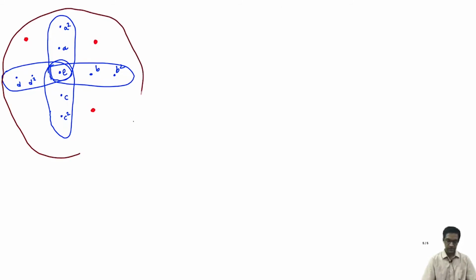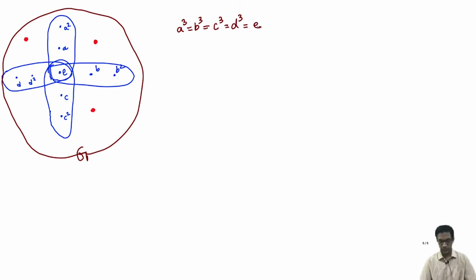Sort of have some understanding about the orders of the various elements, for example. Okay, so of course I am saying a cubed, b cubed, c cubed and d cubed are all equal to the identity. So maybe let's call that 1 instead of e. So they're all equal to 1.